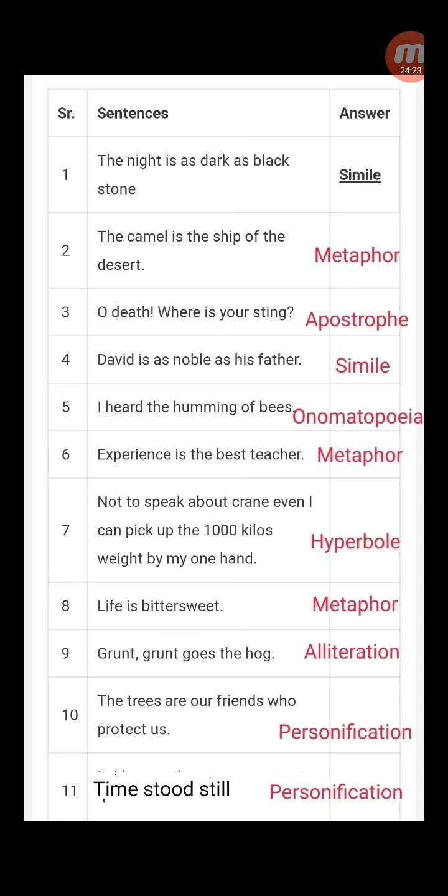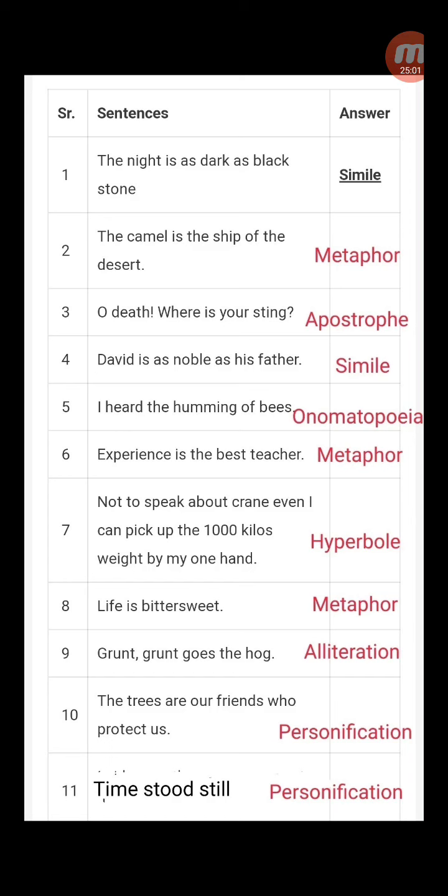I repeat, not to speak about crane, even I can pick up 1,000 kilos of weight by my one hand. Life is bittersweet. Sorry, children, it's not metaphor, it's oxymoron. Also, life is bittersweet is metaphor, but at the same time, what clicks you? Bitter and sweet. So it can be two. Sometimes I told you that figure of speech can be two. So it could be oxymoron. I will give you right for it.